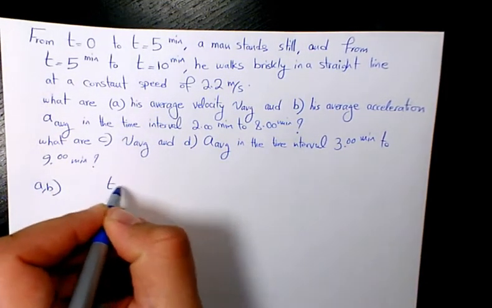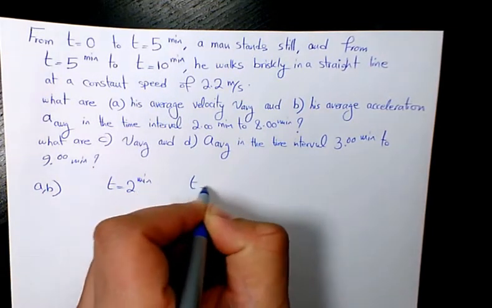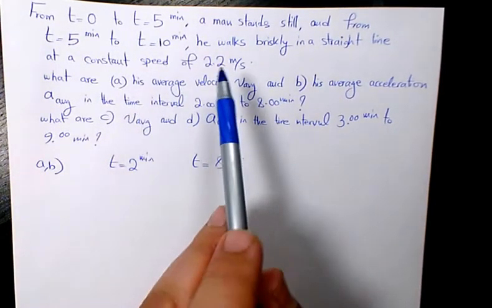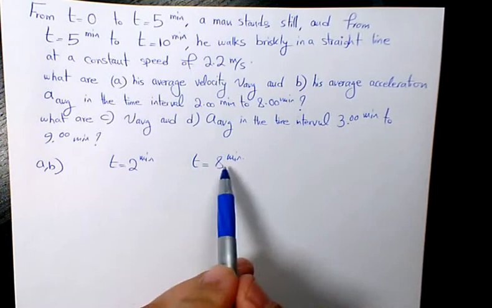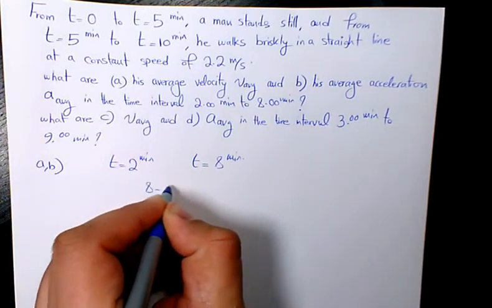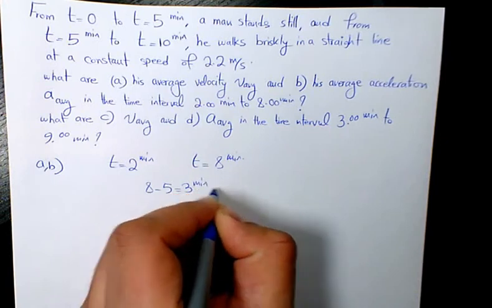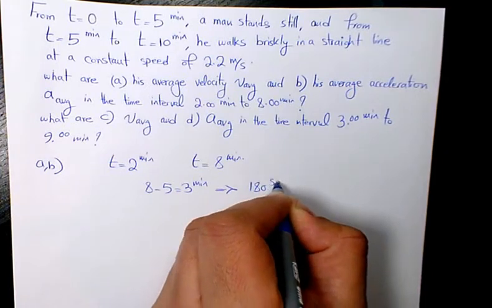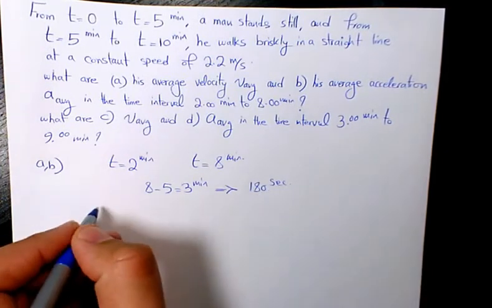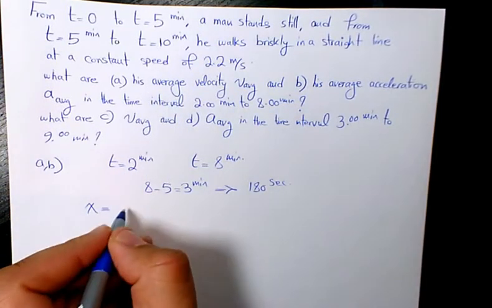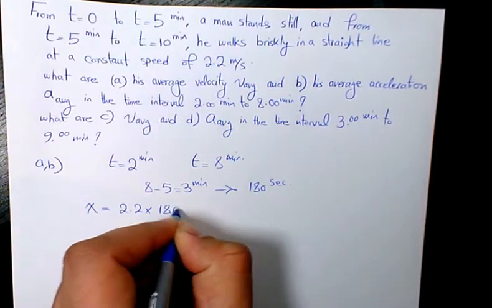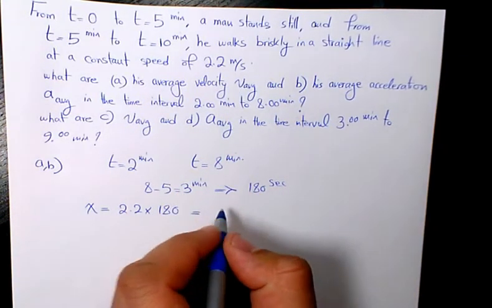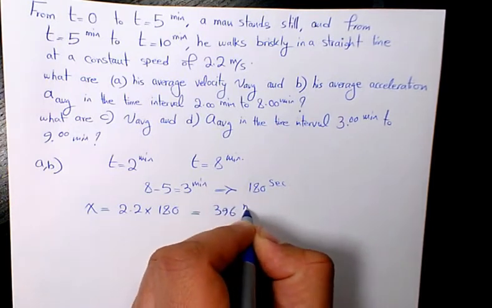It says from time equals 2 minutes to time equals 8 minutes. We know up to 5 minutes the man was not moving, but from 5 minutes to 8 minutes he was moving. So 8 minus 5 is 3 minutes, and when you convert it to seconds, it's 3 times 60, 180 seconds. So the distance is going to be 2.2 times time. Why 2.2? Because the velocity is 2.2 meters per second. When we multiply it by 180 seconds, it's going to be 396 meters.